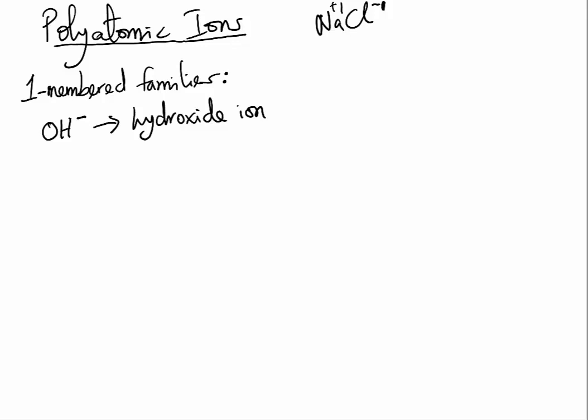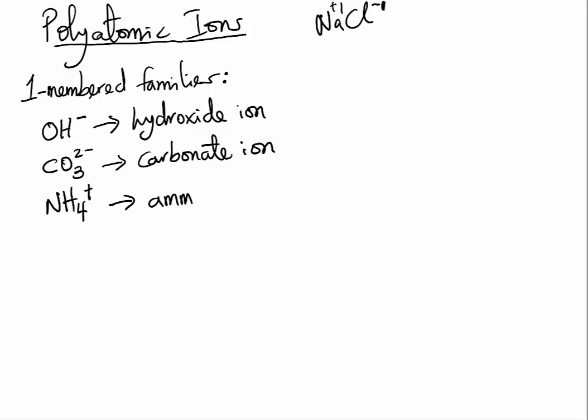Let us take a look at another example. CO3 with a charge of -2. Now, whether it is written as -2 or 2-, it is the same thing. This is called carbonate ion. Let us take a look at another one. NH4 with a charge of +1 on it. This is called ammonium ion.